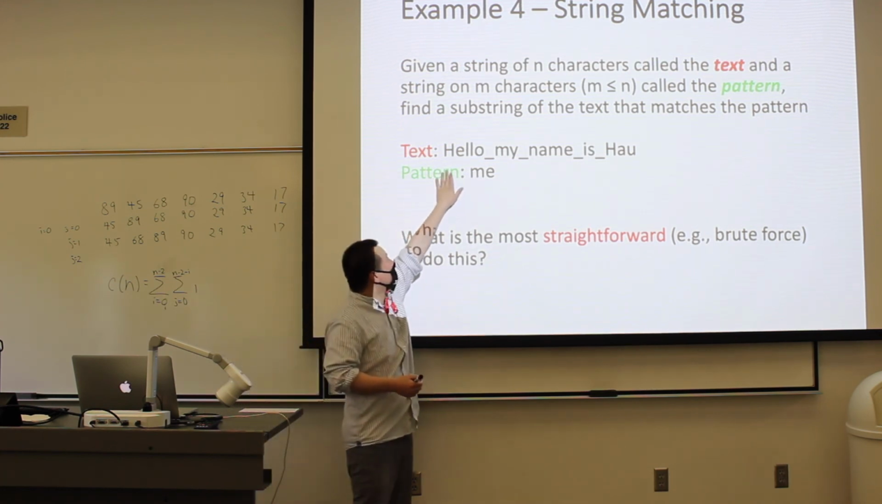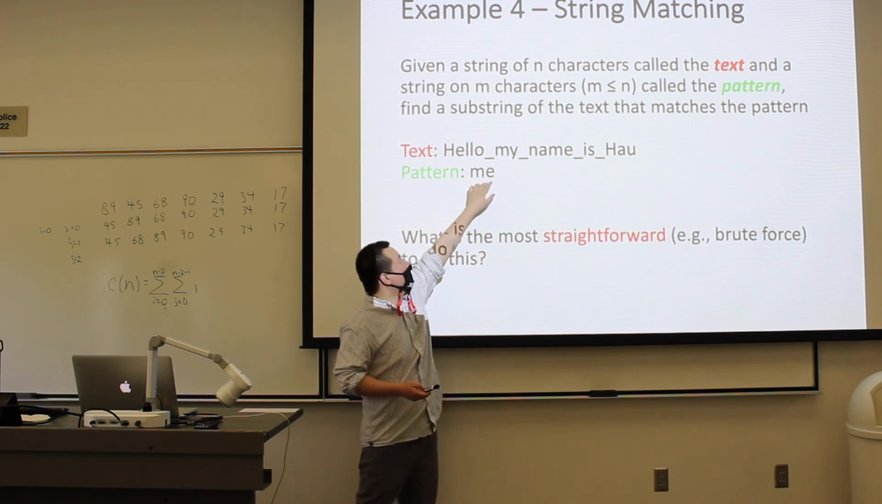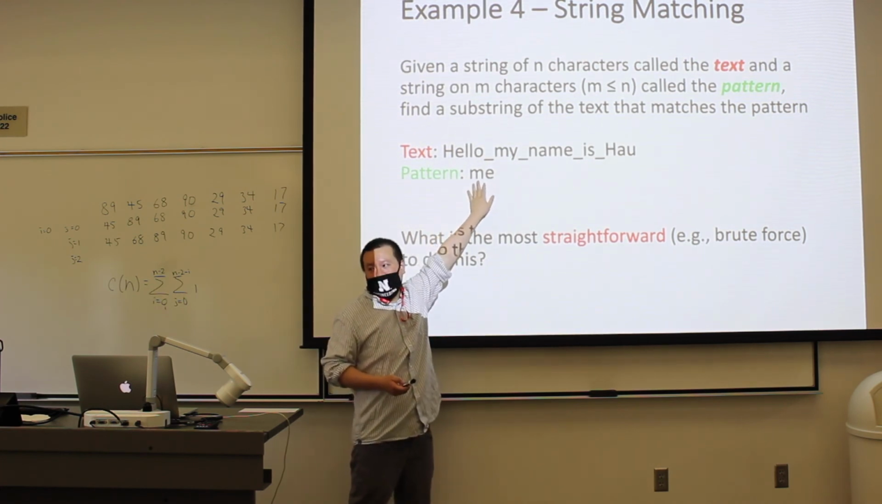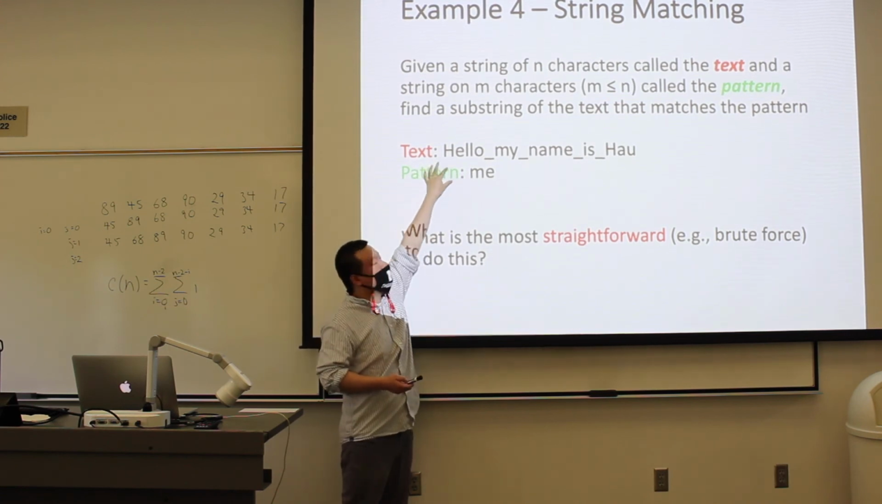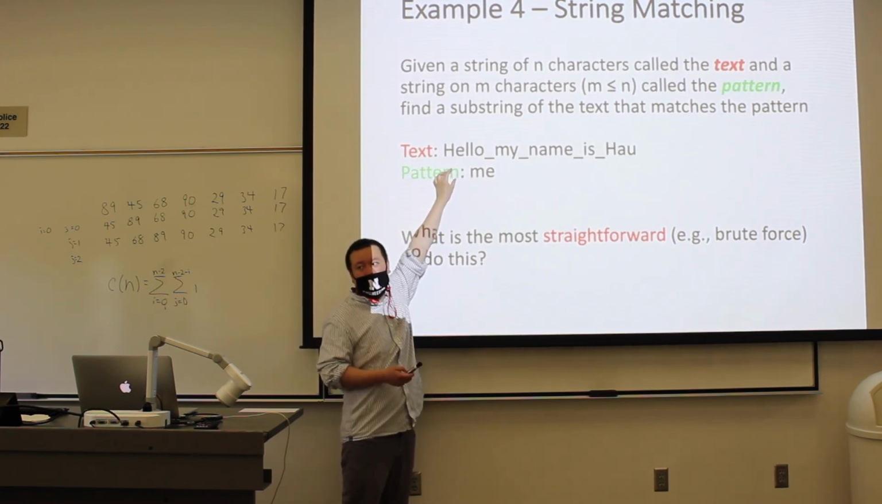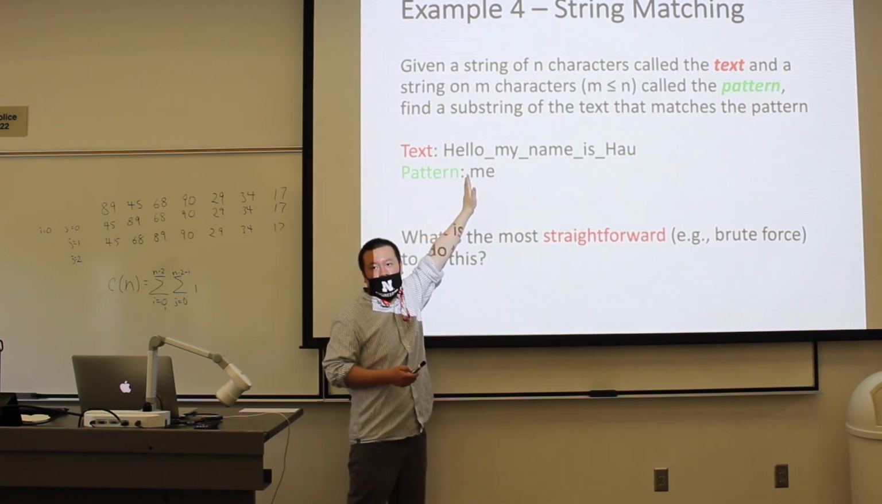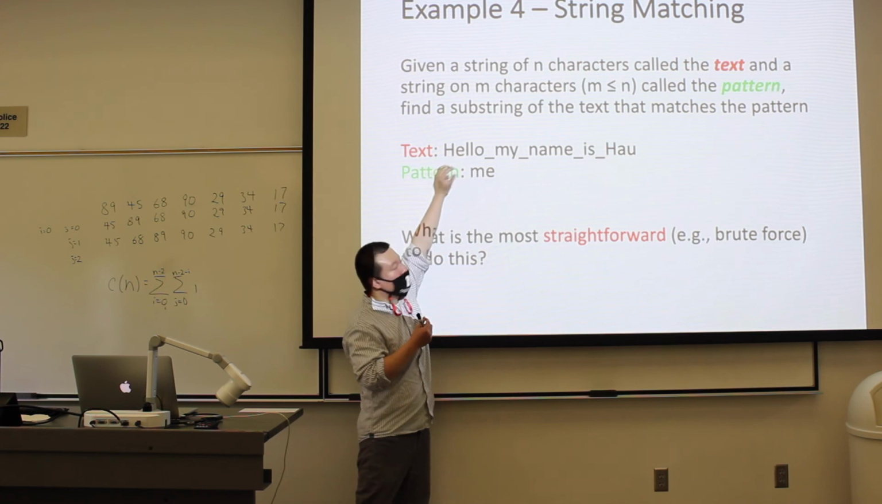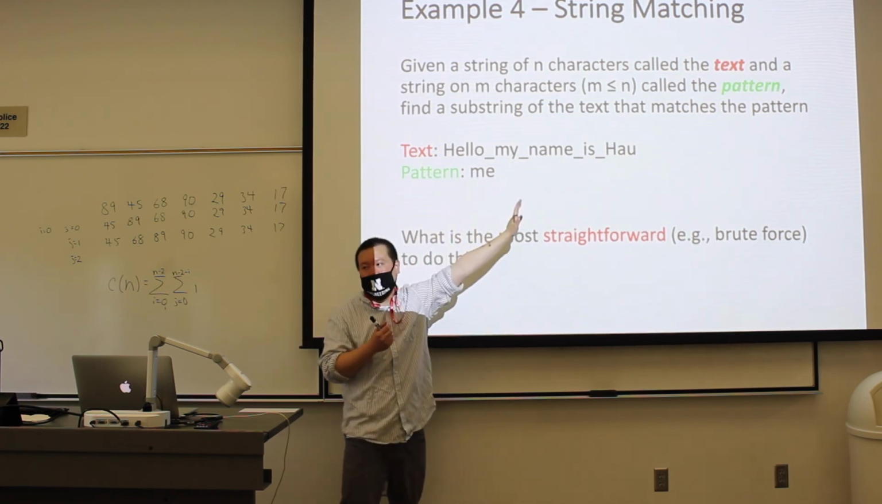Well, so for each of the characters, you're gonna have to align this pattern with this character, and then you check every single element. If it doesn't match, then you slide over one. Then you match every character again, and then you slide over one, and then you keep matching until you find a pattern or you don't find it.